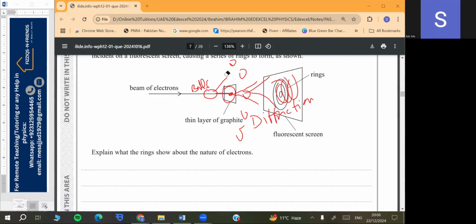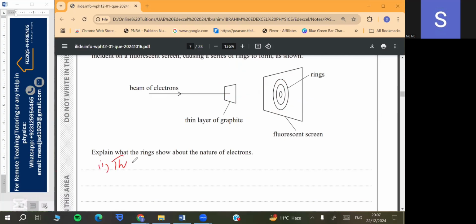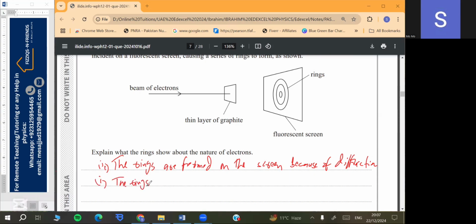So what you are going to write as an answer to this question: the rings are formed on the screen because of diffraction. This is point number 1. Point number 2: the rings show the diffraction or wave nature of electrons.